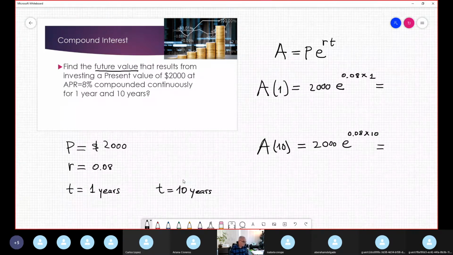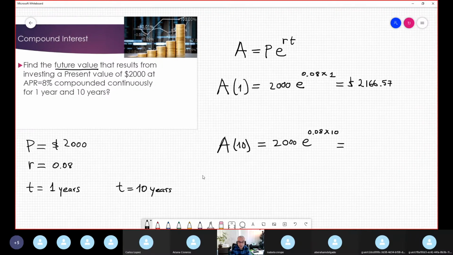You get answer or no? You don't know how you using the exponential? Got 2,166. And how many cents? 57 cents. Very well. And what about the second? 10 years. The second one is 4,451. And 8 cents. Exactly. Very well.